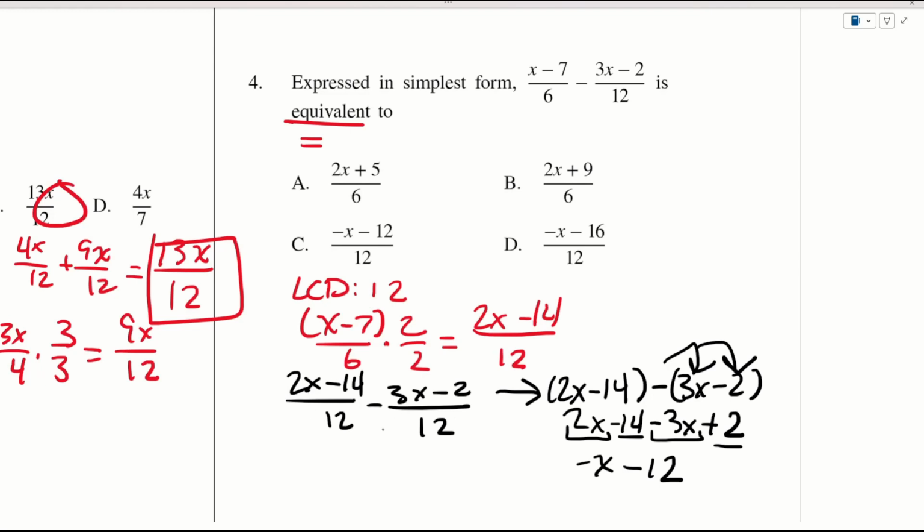Now, the rest of this being subtracted is just this work here. We're just left with the numerator. Negative x minus 2 over 12 is going to be the answer. Do not simplify negative 2 and 12 because it's being subtracted. So our answer is just going to be C.